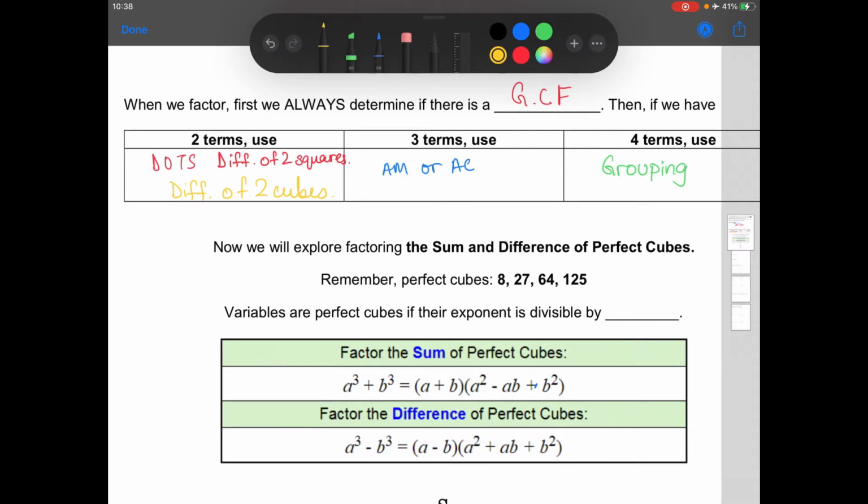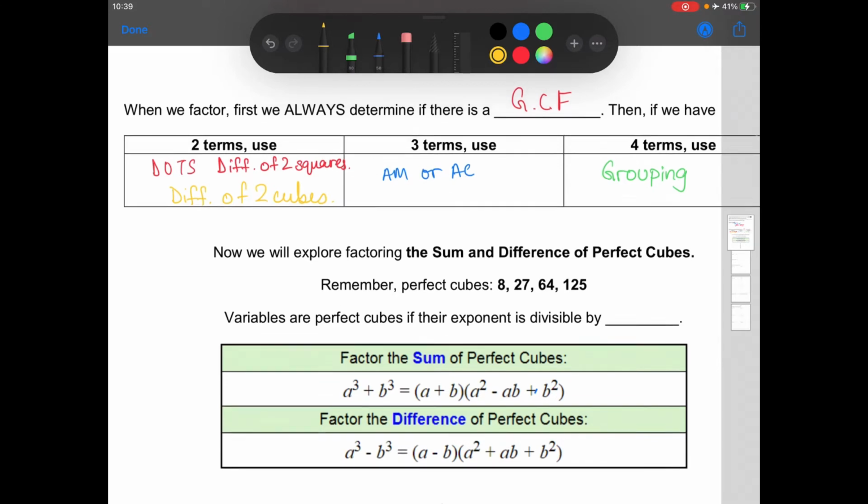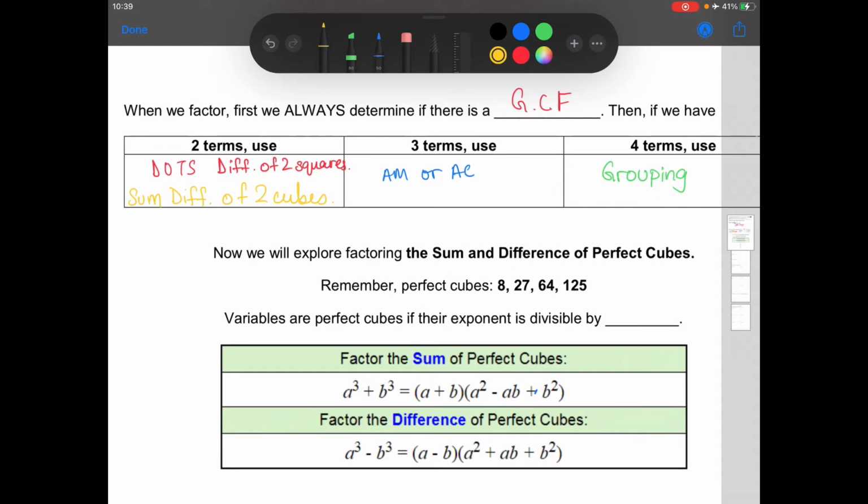Three terms, you use your AM or AC method. If you have four terms, you use grouping. We've done all these different kinds except for difference of two cubes. So that's what we're going to be exploring today. Now we will explore factoring the sum and difference of perfect cubes. So yes, I should write sum and difference. I didn't write sum and difference of two cubes.